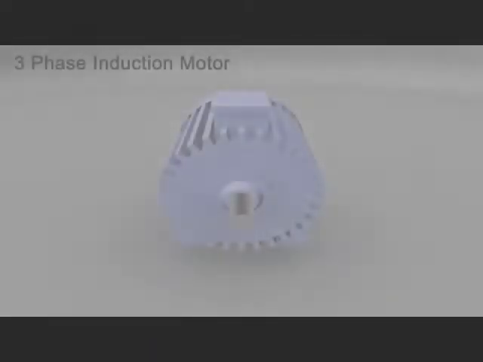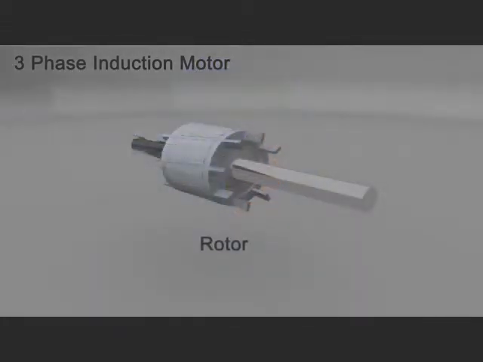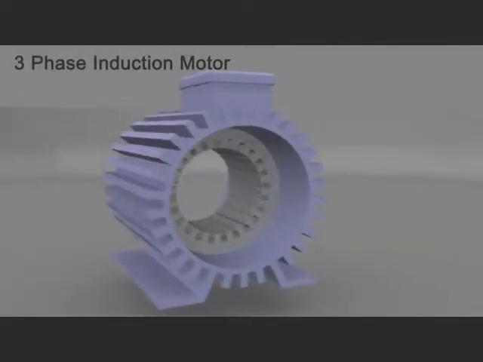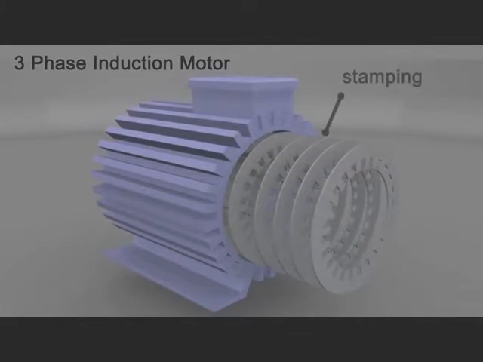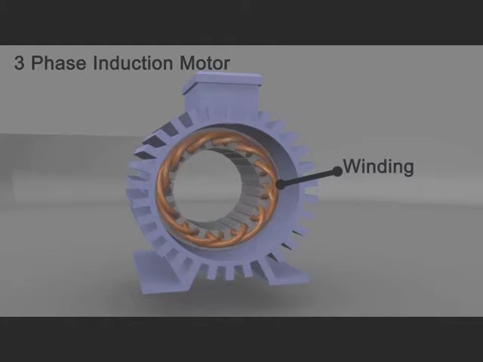There are mainly two parts in an induction motor: stator and rotor. Stator. It is made up of a number of stampings in which different slots are cut to receive three-phase winding, which is connected to three-phase AC supply.